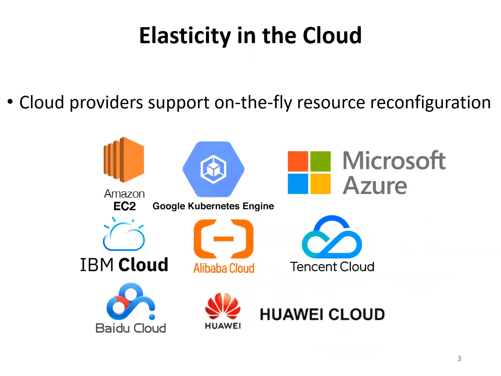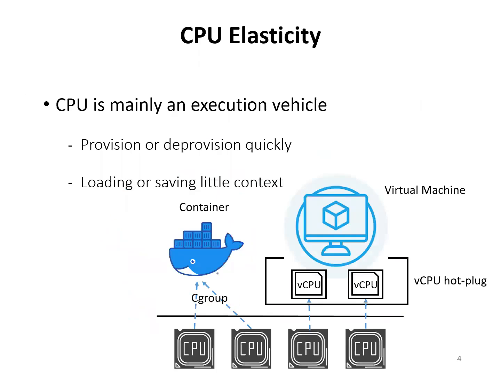Modern cloud providers already support elasticity and implement on-the-fly resource reconfigurations for existing virtualization techniques, such as virtual machines and containers. Among reconfigurable cloud resources, memory or storage needs to be reclaimed before it can be reallocated to other users, while CPU is mainly an execution worker with a small amount of data storage. It can be quickly provisioned or deprovisioned, only loading or saving little context. It is most suitable for elastic resource management.